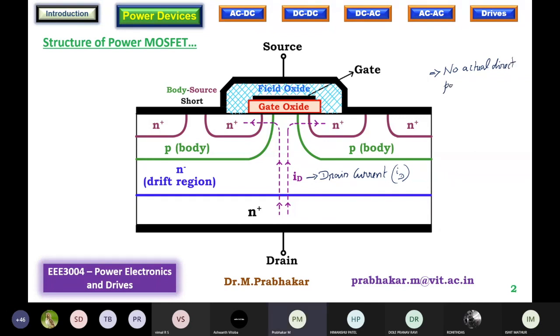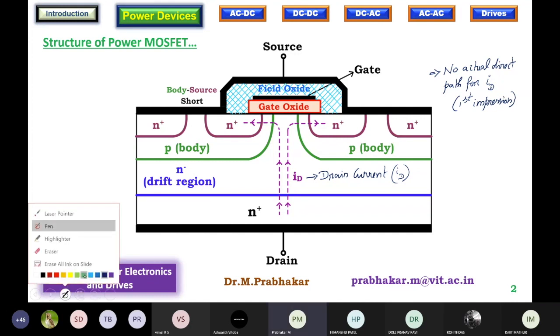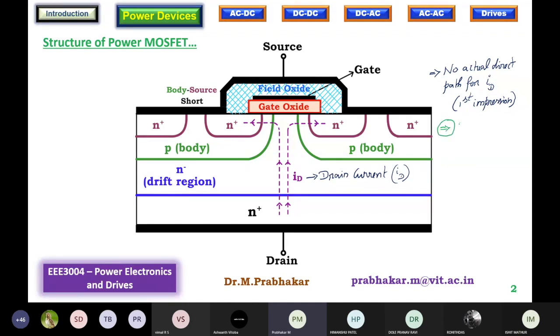Later on something happens. That is the operating principle. But still it conducts. For conduction to happen, there has to be a channel which must be established. For ID, for drain current to flow, I said N channel, no. So I will write an N channel must be established. Must be formed or established.